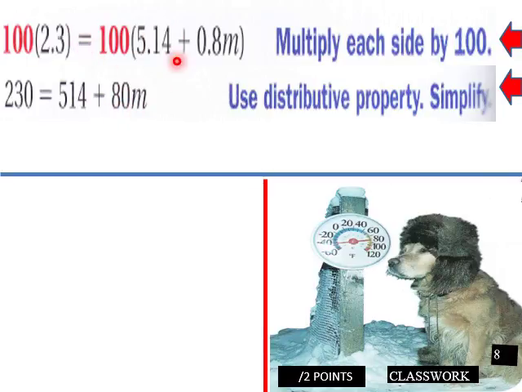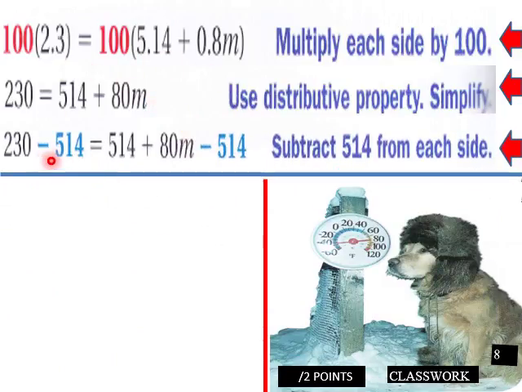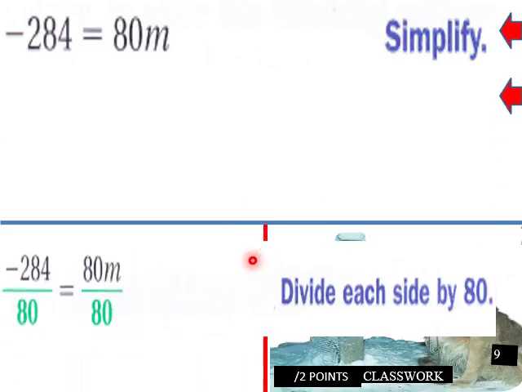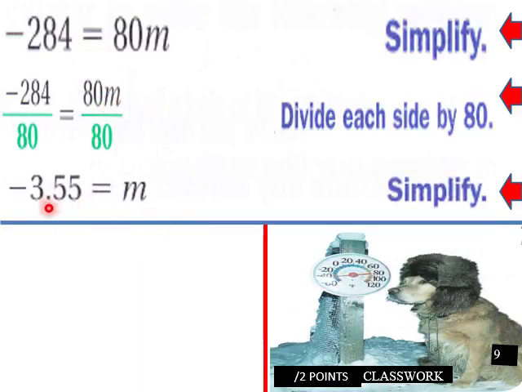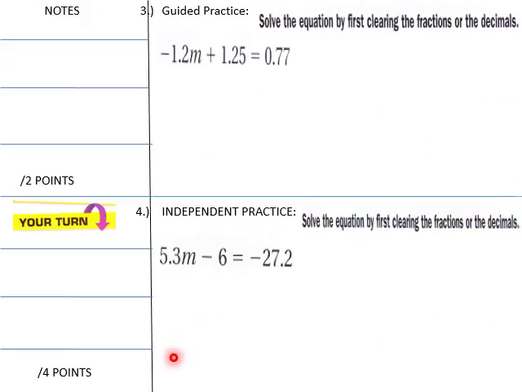We just multiply across. We don't even turn these into fractions. We just multiply the 2.3 times 100 and everything else by 100. We don't even mess with a fractional part of a decimal. And then we use the distributive property and multiply through. Then we solve the usual way. Isolate our variable. 80m equals that, divide through by 80, and we get negative 3.55 equals m. So that's a cool way of doing it.